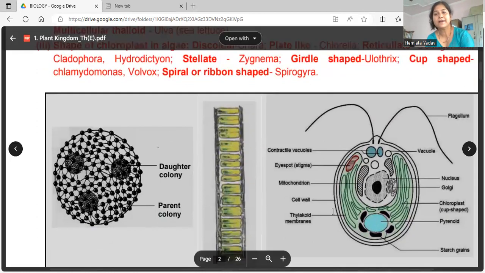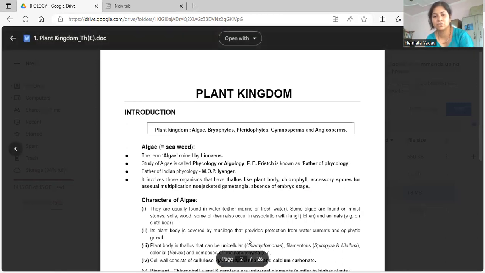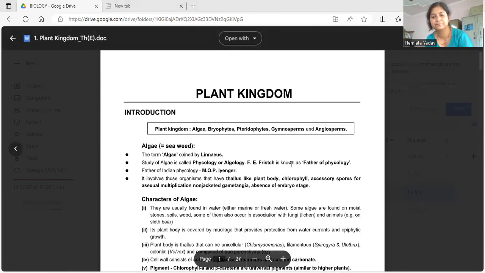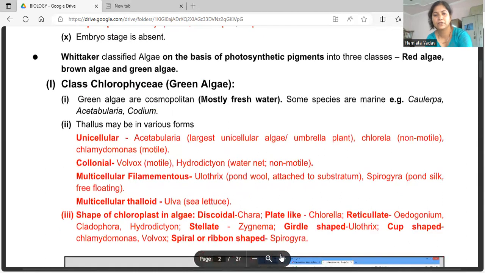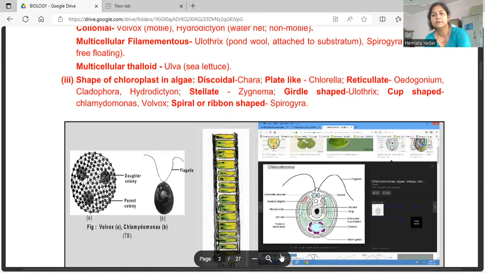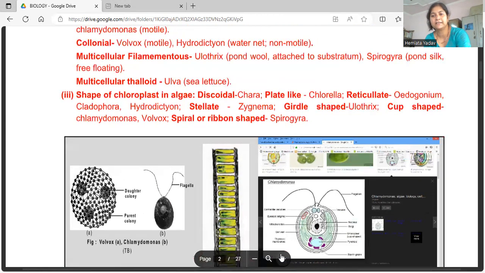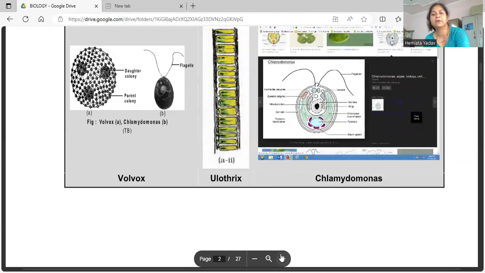Discoid and the Chara. Chara के अंदर डिस्कॉइड शेप का क्लोरोप्लास्ट होता है, प्लेट लाइक क्लोरेला में होता है क्लोरोप्लास्ट. रेटिकुलेट होता है आपका एल्गे में. क्लोरोप्लास्ट अलग अलग तरह से होता है अलग अलग एल्गीज में, तो दैट वी शुड नो. And so we can take the screenshot also of different shapes. रेटिकुलेट उडोगोनियम में होता है, क्लेडोफोरा में भी होता है रेटिकुलेट क्लोरोप्लास्ट, हाइड्रोडिक्टियन में स्टीलेट क्लोरोप्लास्ट, जिग्निमा. And गर्डल शेप्ड यूलोथ्रिक्स में क्लोरोप्लास्ट पाया जाता है, and कप शेप क्लैमाइडोमोनास में क्लोरोप्लास्ट पाया जाता है. वॉलवॉक्स में भी कप शेप. स्पाइरल एंड रिबन शेप स्पायरोगायरा में पाया जाता है.